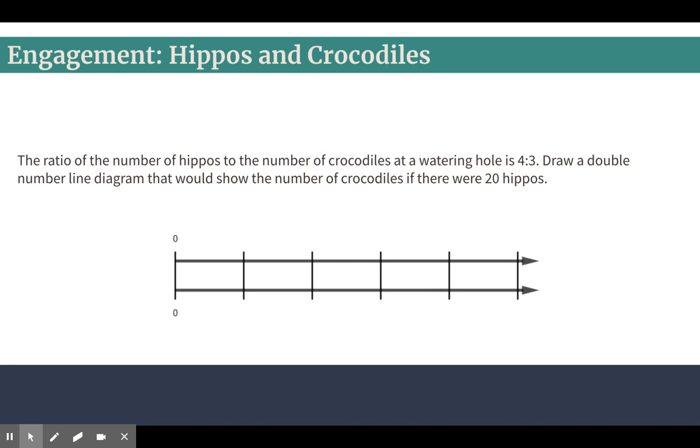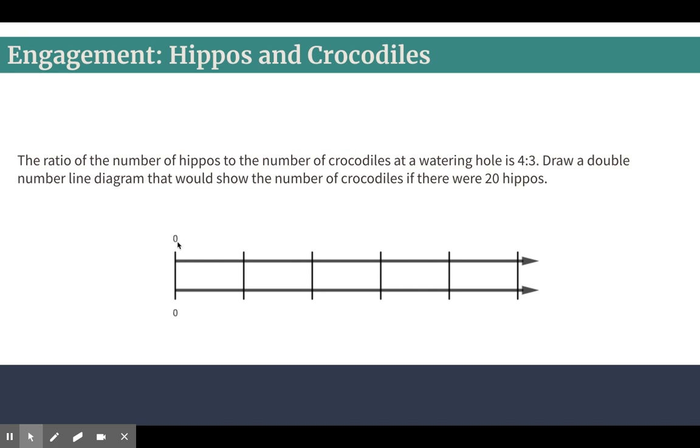So we're going to do this double number line in your notes. Let's give some hints as we complete this double number line. On the top, let's make the top number line representative of hippos and the bottom representative of crocodiles. So once again, the top number line is going to represent hippos, the bottom number line is going to represent crocodiles. It also gives us a ratio of 4:3. So 4 hippos for every 3 crocodiles.